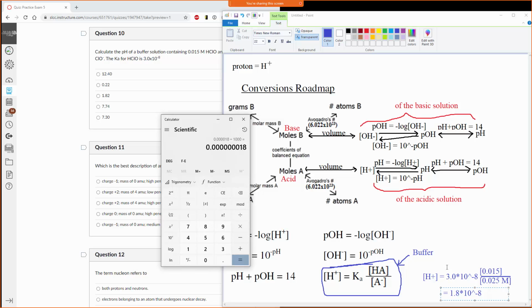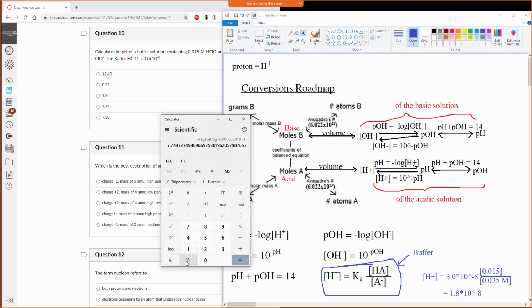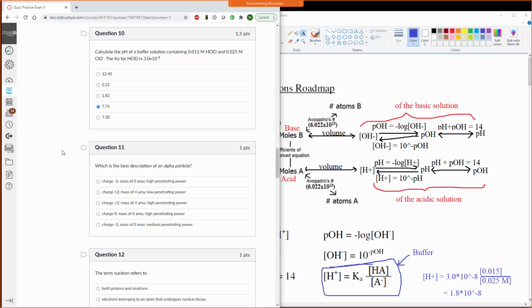Get us back there. All right, so that's the H plus, and then to convert that to the pH, you're just going to take the minus log of that thing, right? So take the log of that, a minus of that, and that gives me a pH of 7.74. How do you guys feel about that one?